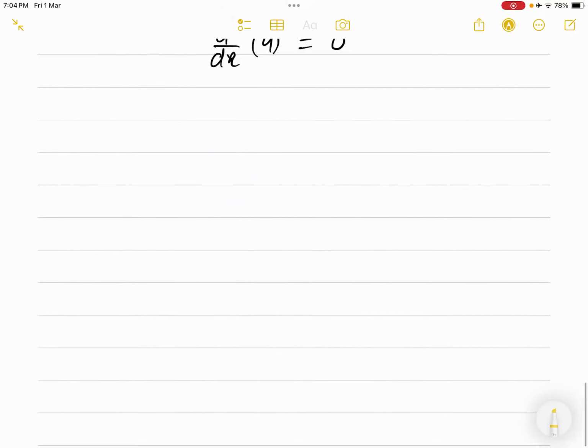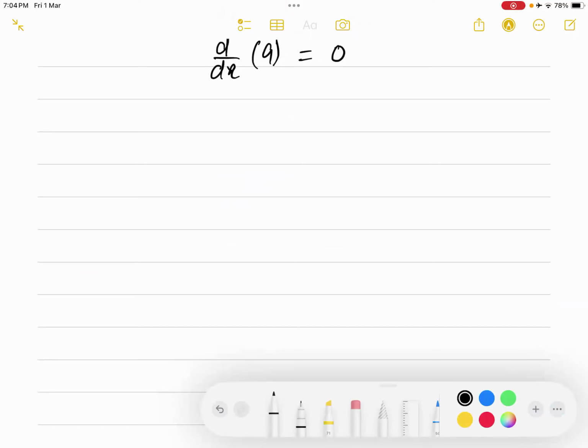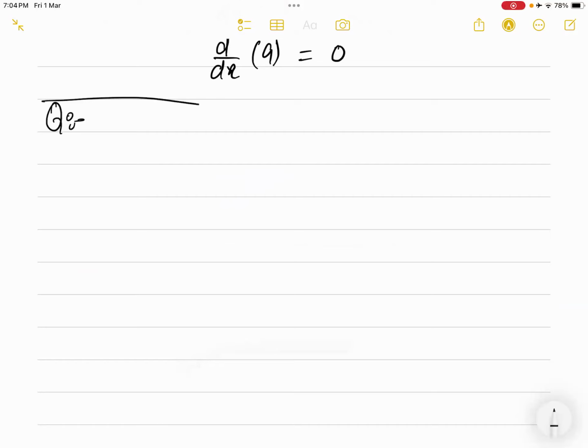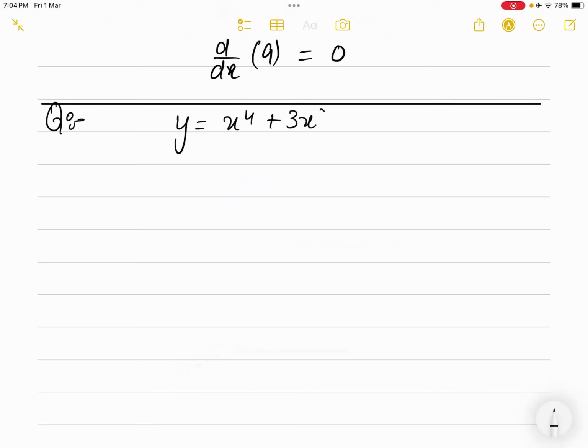Got it? Now let me complicate this question. Let me apply all the rules in one go. So question, everybody. For example, y is equal to x power 4 plus 3x square plus 7x plus 6. So when I take the derivative here, it would be dy by dx, which equals d by dx of everything inside. Do you get my point or not?